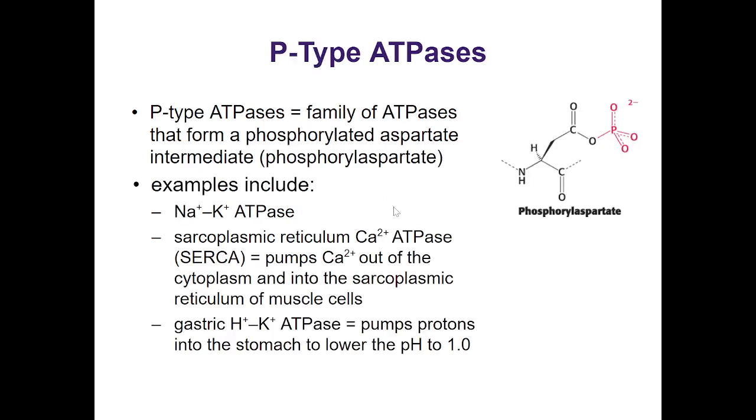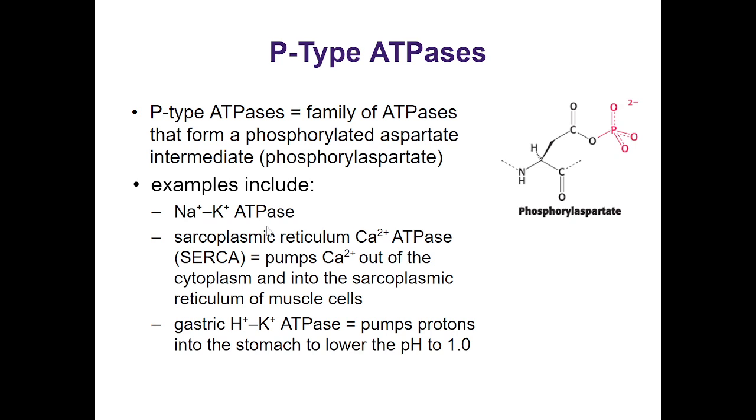So this is the P-type ATPases. They're going to be a family of ATPases that form a phosphorylated aspartate intermediate. Another name for that is phosphoryl aspartate, which you can tell because it's just phosphoryl and then aspartate joined together. The examples of this include things like the sodium-potassium ATPase, of course. That's why it came up here.